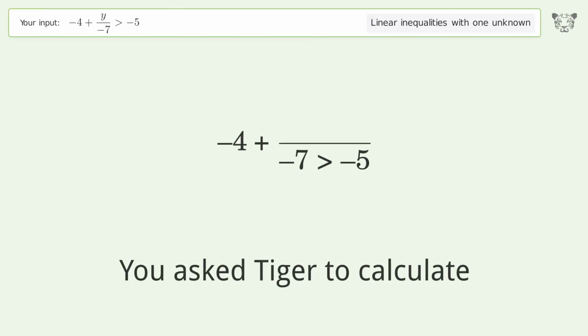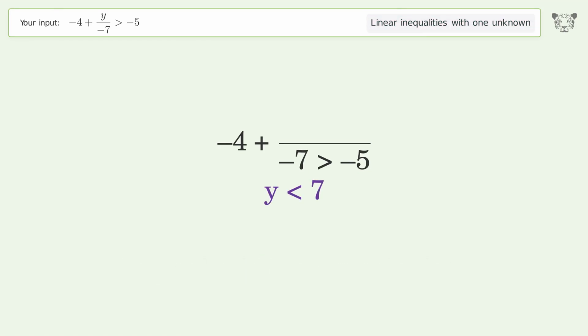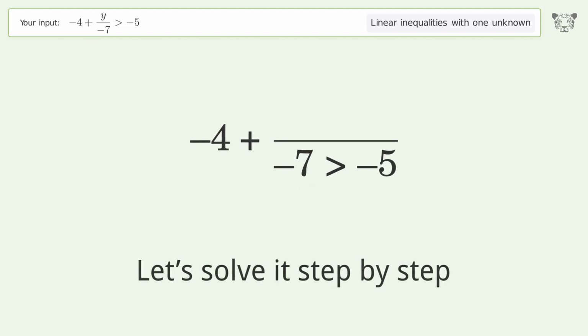You ask Tiger to calculate. This deals with linear inequalities with one unknown. The final result is y smaller than 7. Let's solve it step by step.